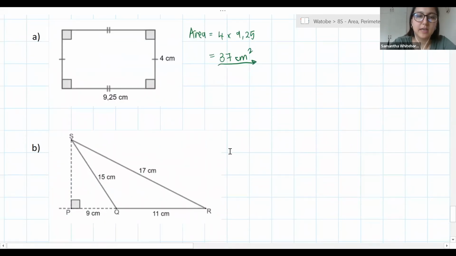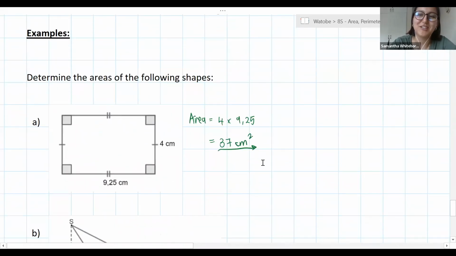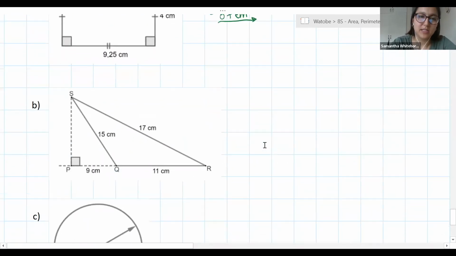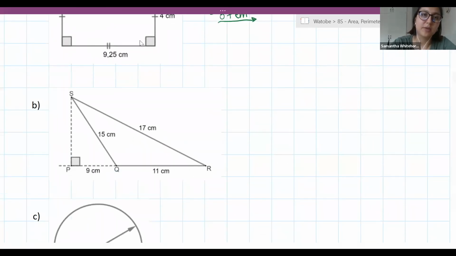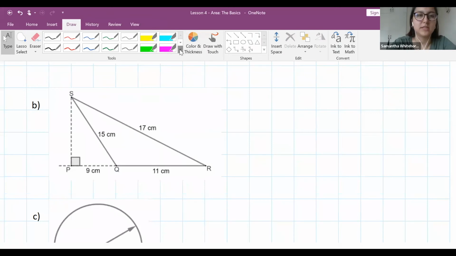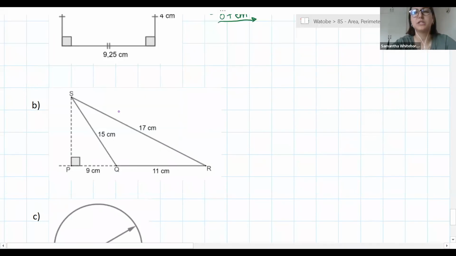Okay, so now if we look at our second one, actually, take your screenshots. I always forget. Okay, if we now look at our second question, we have been given a triangle here, but it's one of those weird looking triangles that I said are a bit of an odd situation, and we just need to be careful. Now, what we need to be mindful of is we know that the area of a triangle is equal to half times base times height.